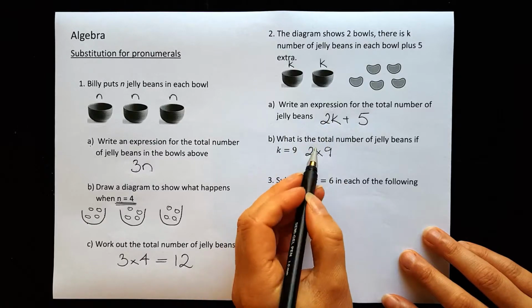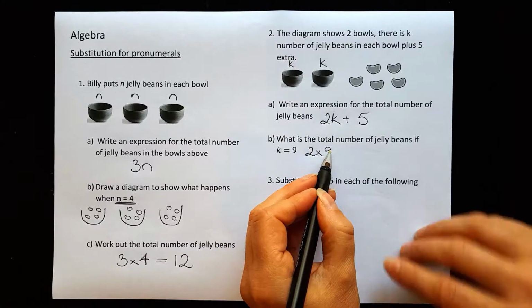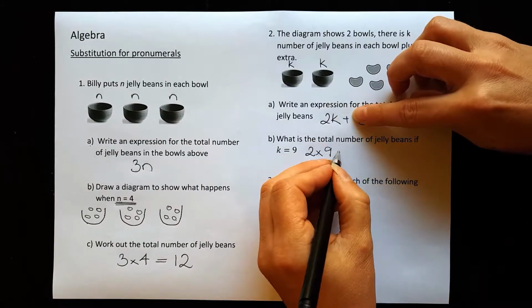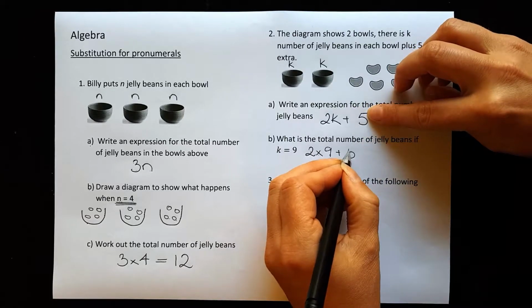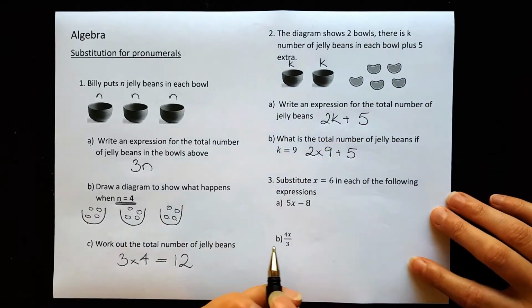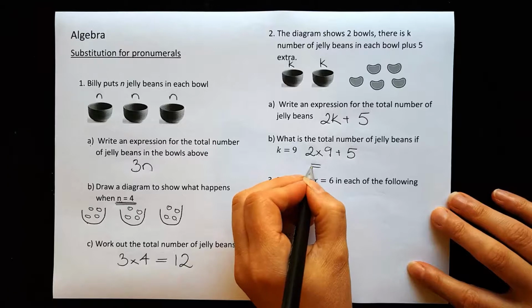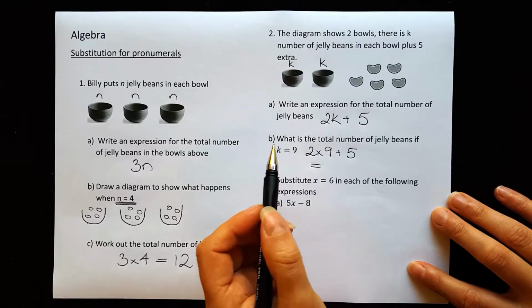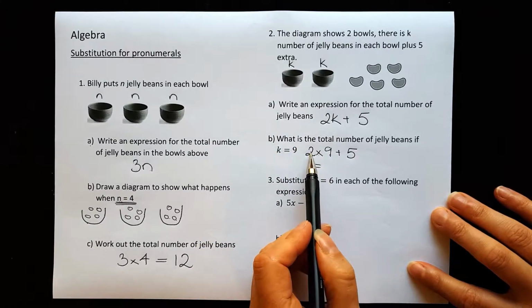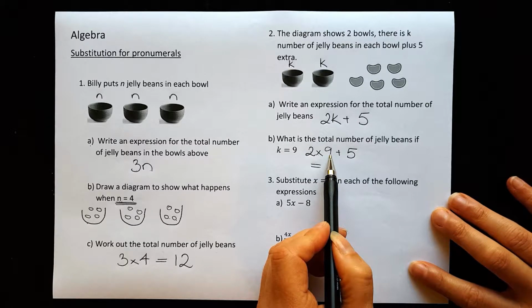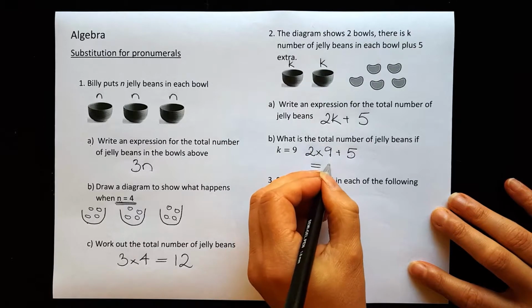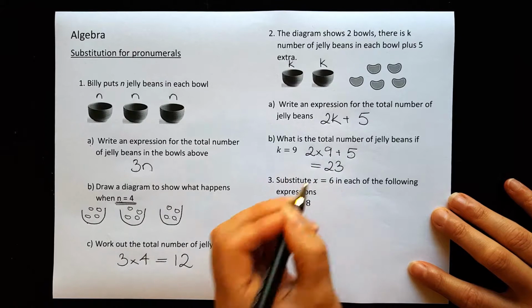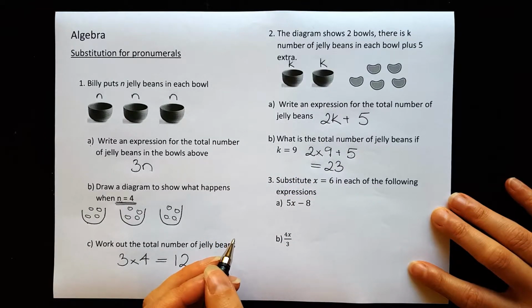So 2k is 2 times by 9. We're substituting into here. Plus we have an extra 5 jelly beans. Okay? If we work that out, we get our total number of jelly beans. So 2 times 9 is 18, plus 5 more means that there is 23 jelly beans.